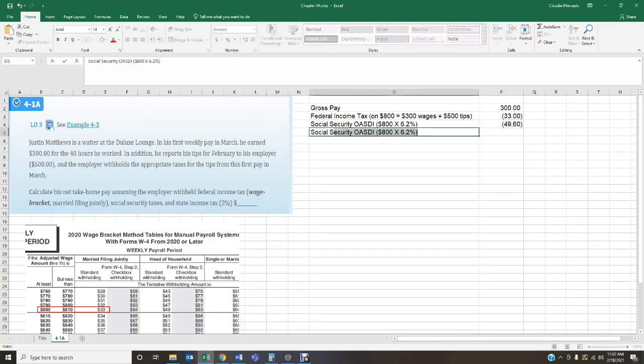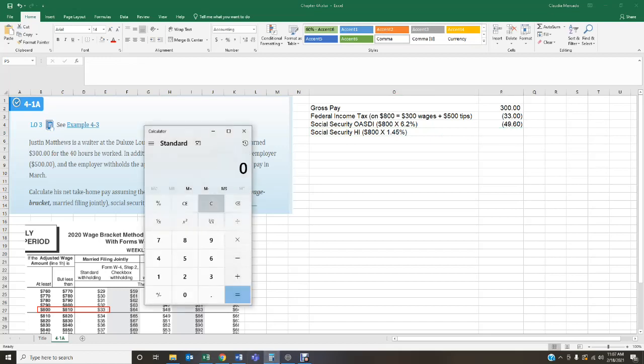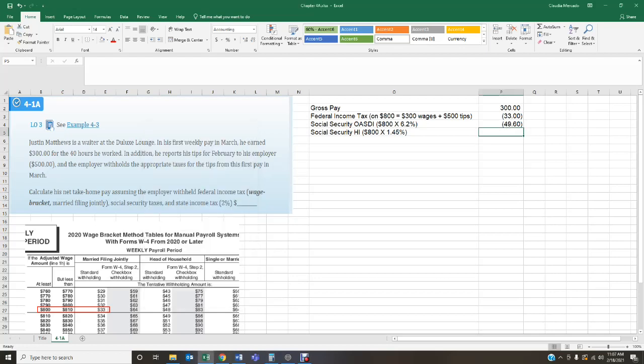Next, we have Social Security, HI. So I'm going to have that $800 times my HI rate, which is 1.45%. And let's see what that gives us. That is 800 times 1.45%. That gives me $11.60. So I'm going to deduct $11.60.